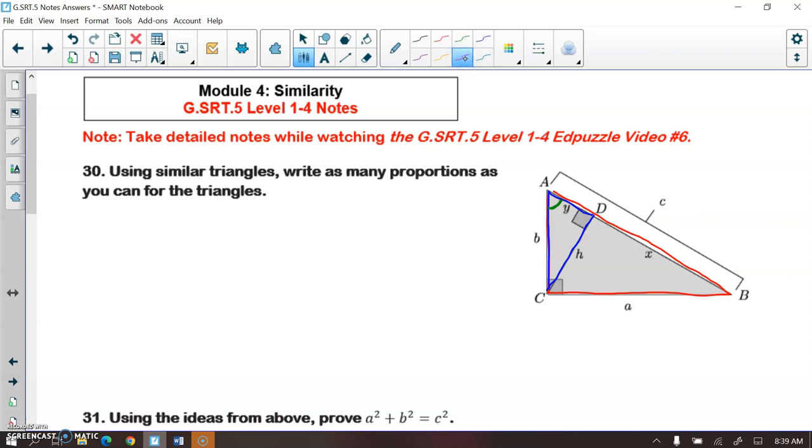On my large triangle, the side that's in between my 1 tick mark and my right angle is side B. On my blue triangle, the side that's between my 1 tick mark and my right angle is side Y. That would be equal to, on my big triangle, the side that's between my right angle and my angle with no tick mark is A, over the side between my no tick mark and my right angle on my blue triangle is H.